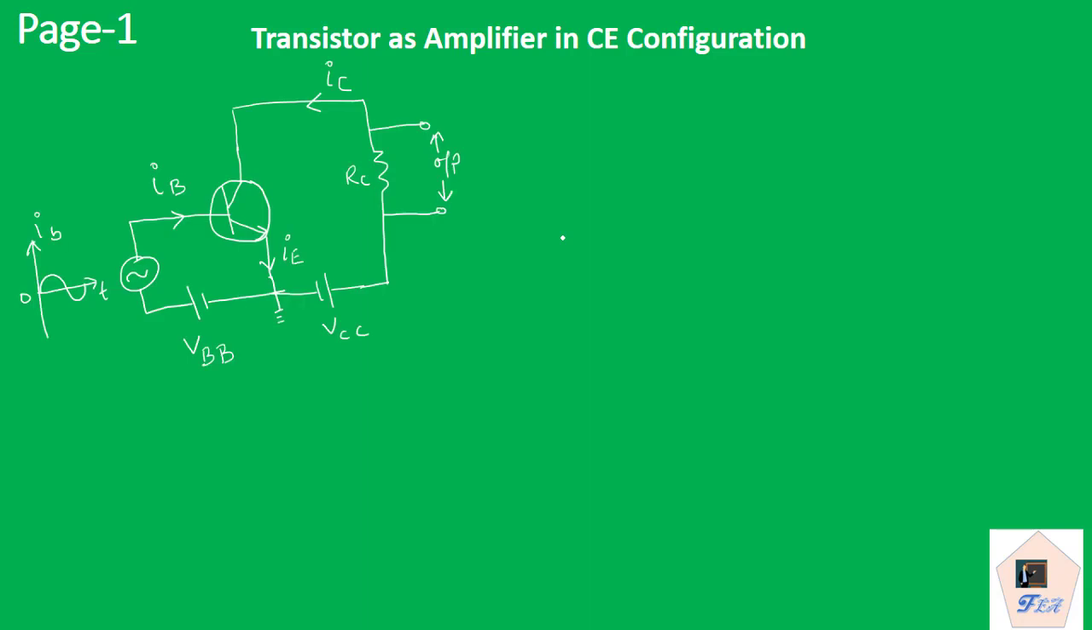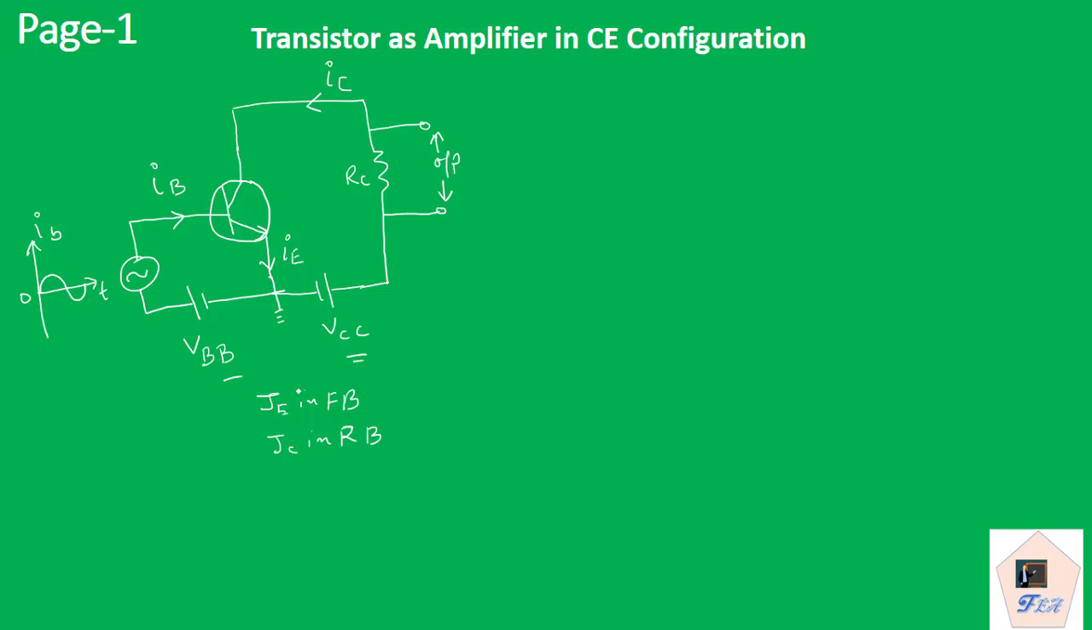So let us have a look at the transistor which is working as an amplifier under the CE configuration. This is the circuit diagram of the transistor, and here VBB and VCC are the bias voltages. Their magnitude should be such that they always keep the emitter base junction, that is JE, in forward bias and JC in reverse bias. So that should be the magnitude of VBB and VCC.